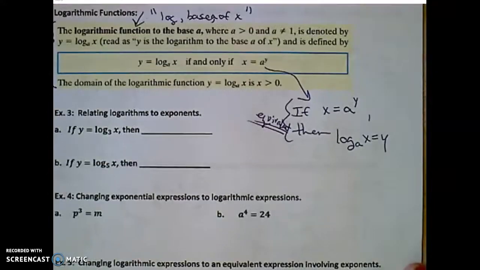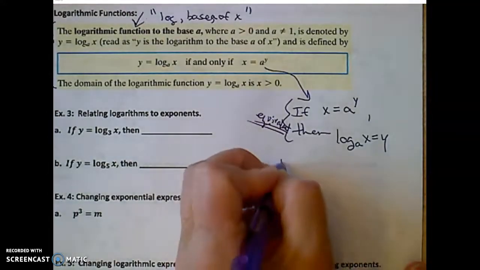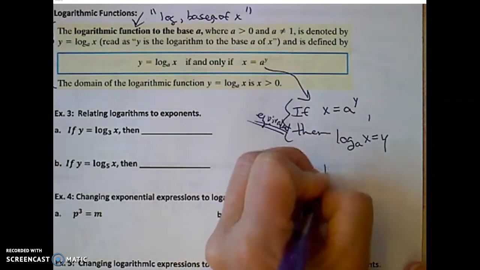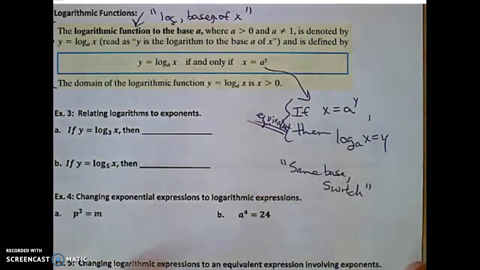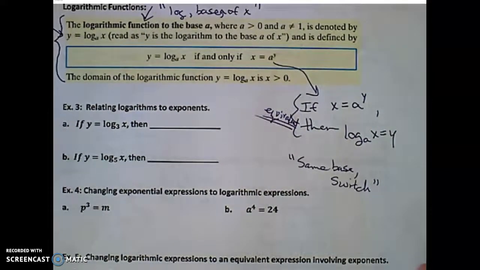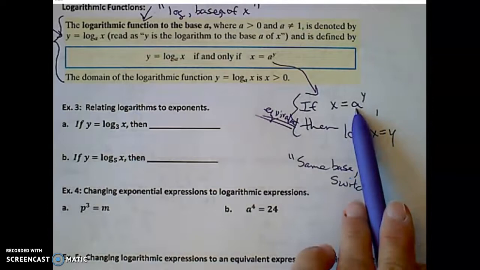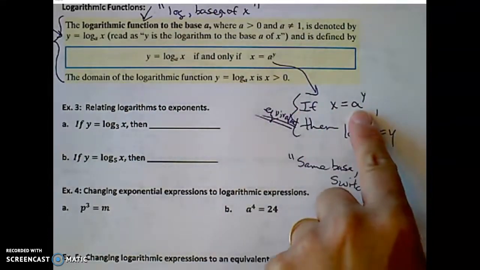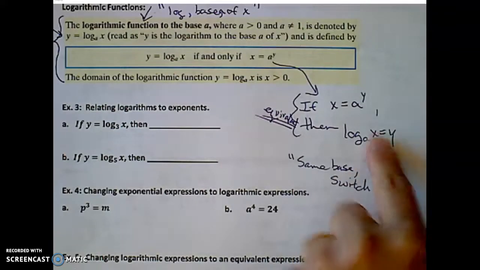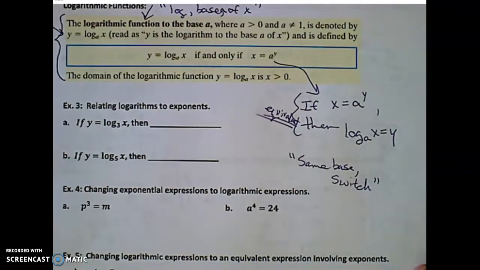They mean the same thing. I will always call this same base switch, so you're going to hear me saying that a lot over the next few days. Same base switch. So the base stays the same. The base of the exponent becomes the base of the logarithm, but then I switch. The a was with the y, now it's with the x, and I switch that x and the y.